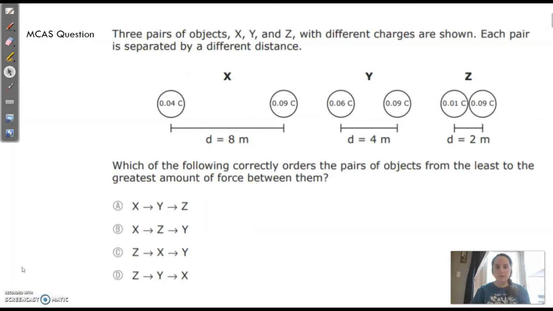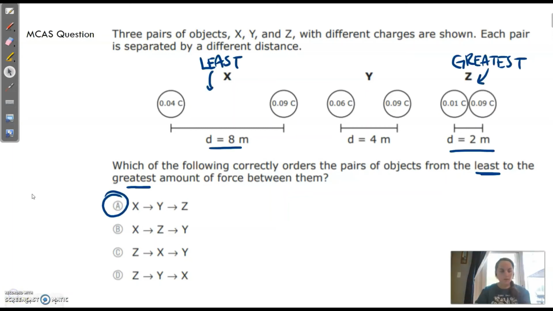So 3 pairs of charges, X, Y, and Z, with different charges are shown. Each pair is separated by a different distance. So we have X, Y, and Z, we have their charge values, and we have the distance between those charges. Which of the following correctly orders the pairs of objects from the least to greatest amount of force between them? So if you forgot about directly proportional and inversely proportional, you can absolutely use your equation sheet and do all of these out.